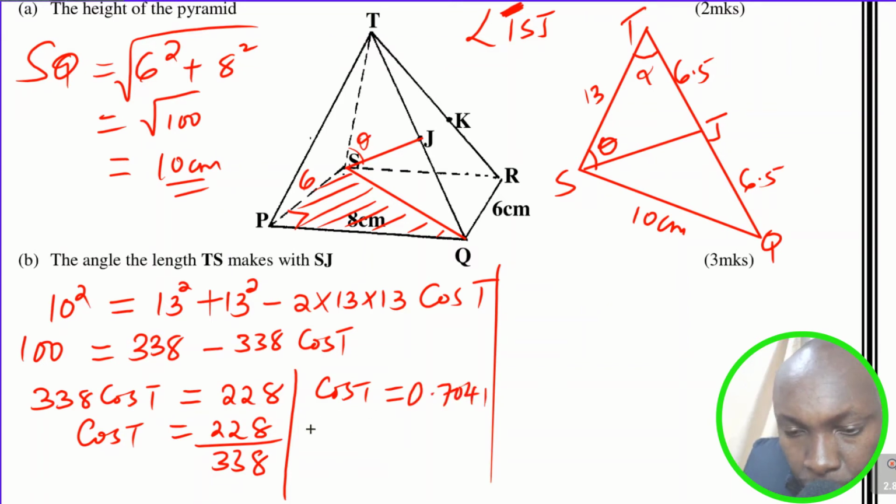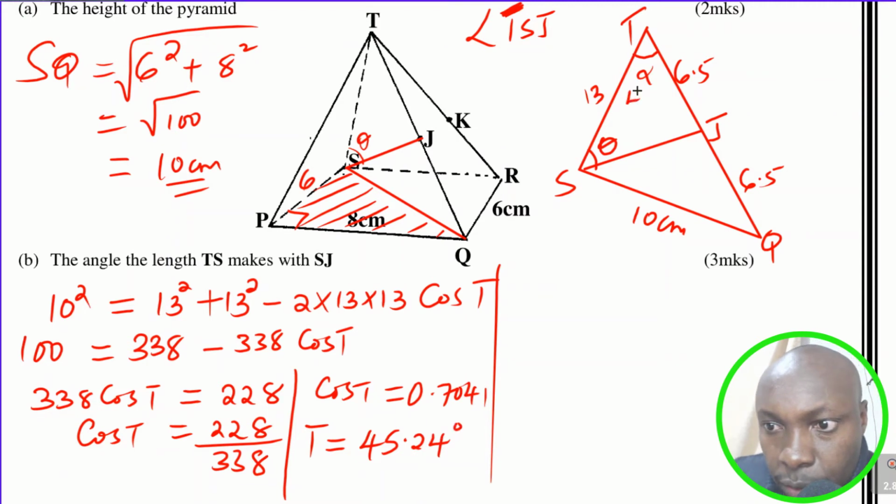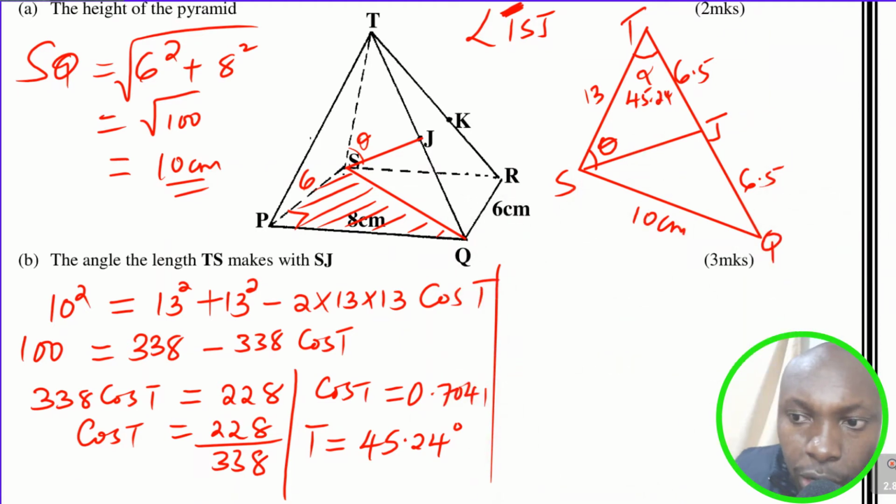To get angle t, we get the cos inverse of both sides. So the cos inverse of 0.7041 will give 45.24 degrees. So this angle therefore is 45.24. Now after obtaining that angle, look at triangle TSJ.